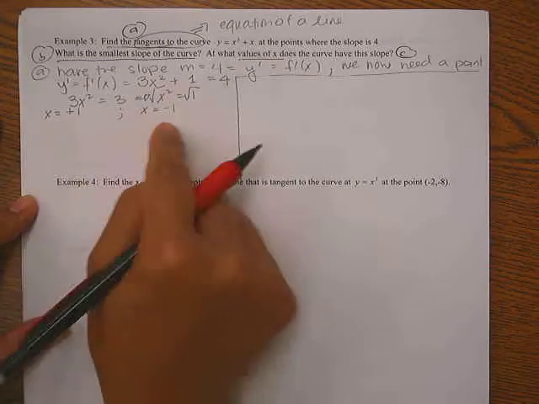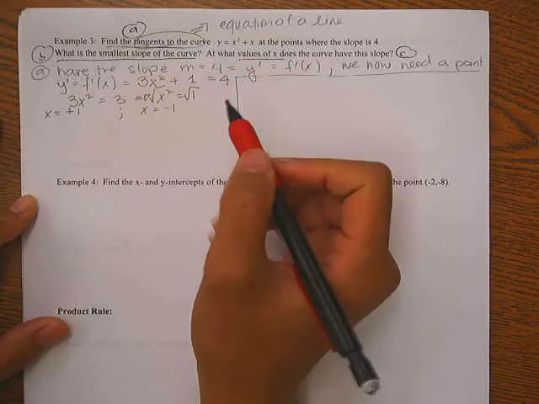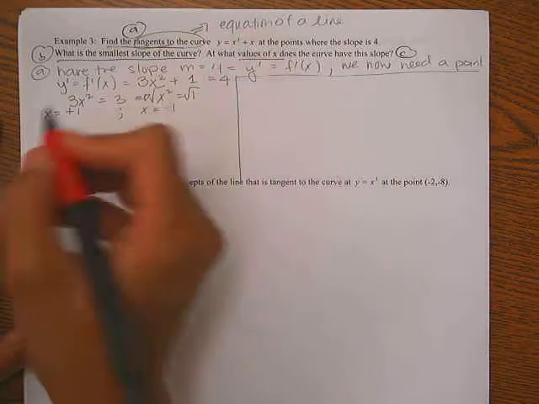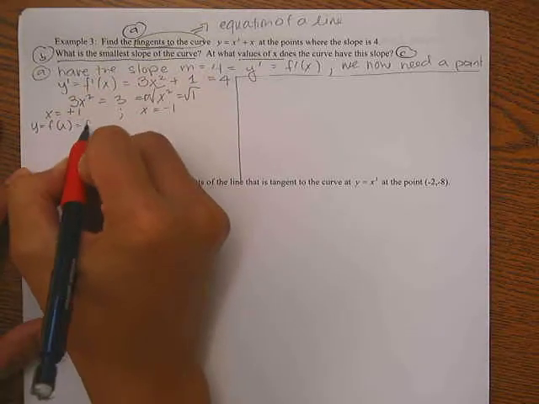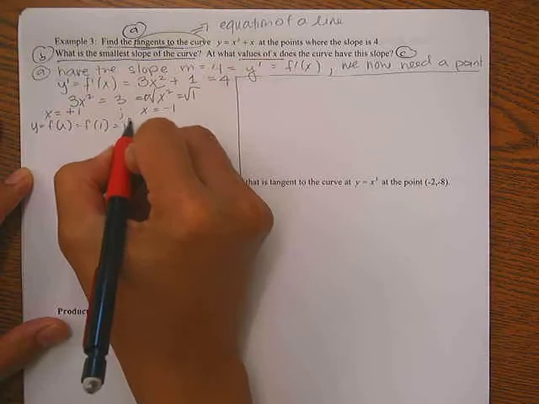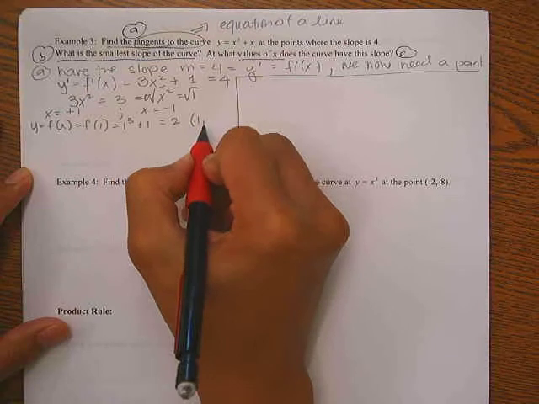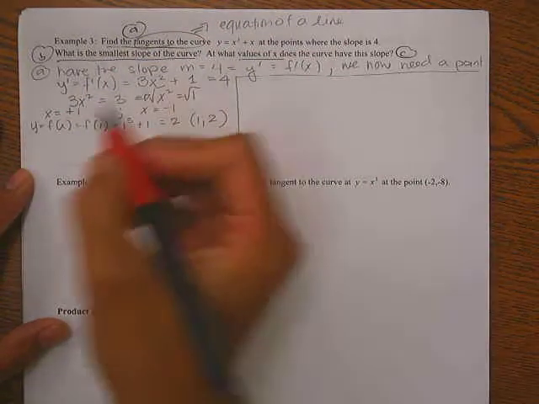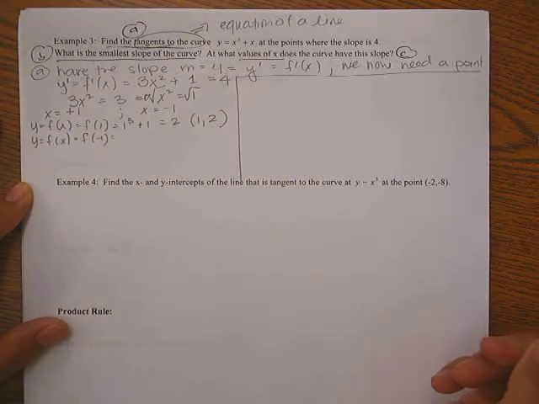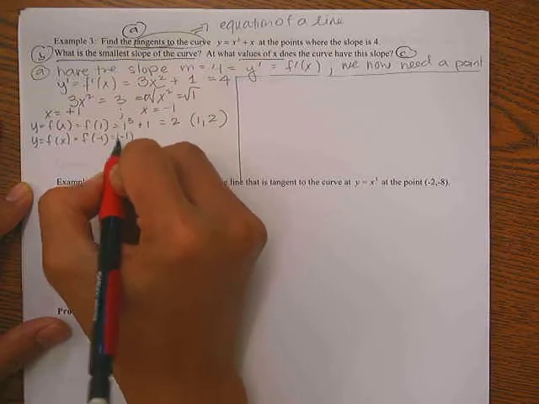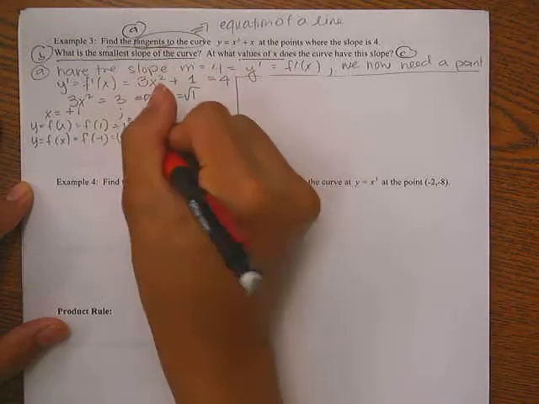Well, I have the x coordinates. Now I need the y coordinates. To get the y coordinate of the point, I'm going to enter it back into my original equation. So y equals f of x, and I'm going to do f of 1 first. We have 1 to the third plus 1, which is 2. So my first point is (1, 2). Now y equals f of x, which is f of negative 1 equals negative 1 to the third, plus, oh, my pencil broke.